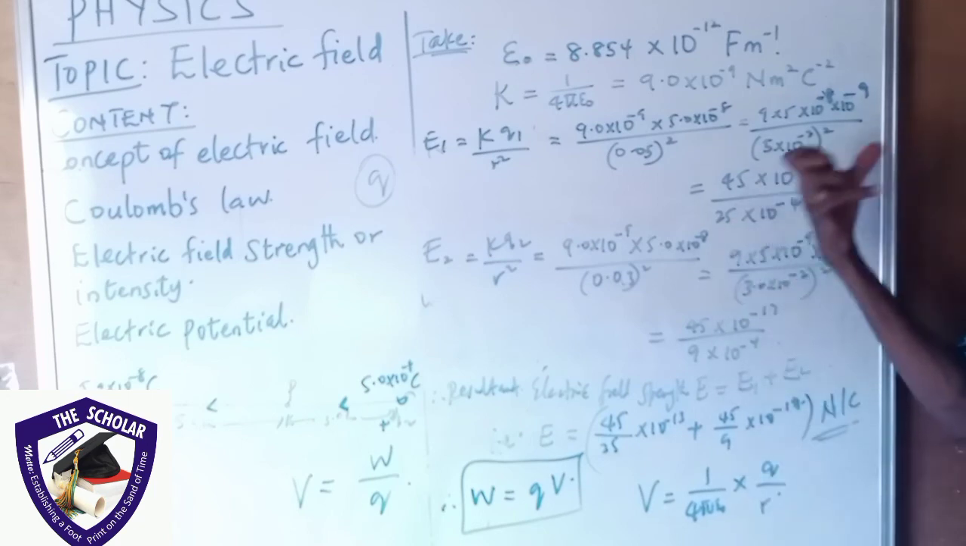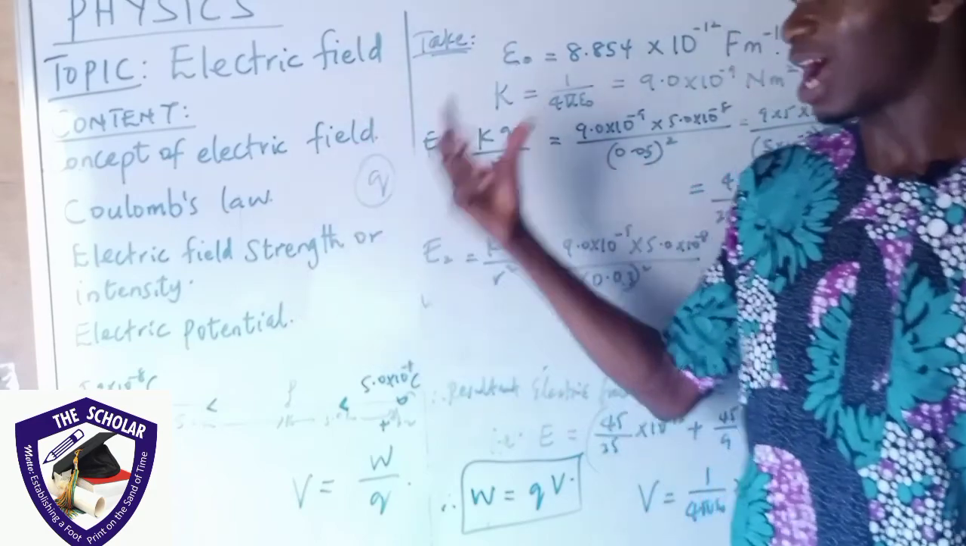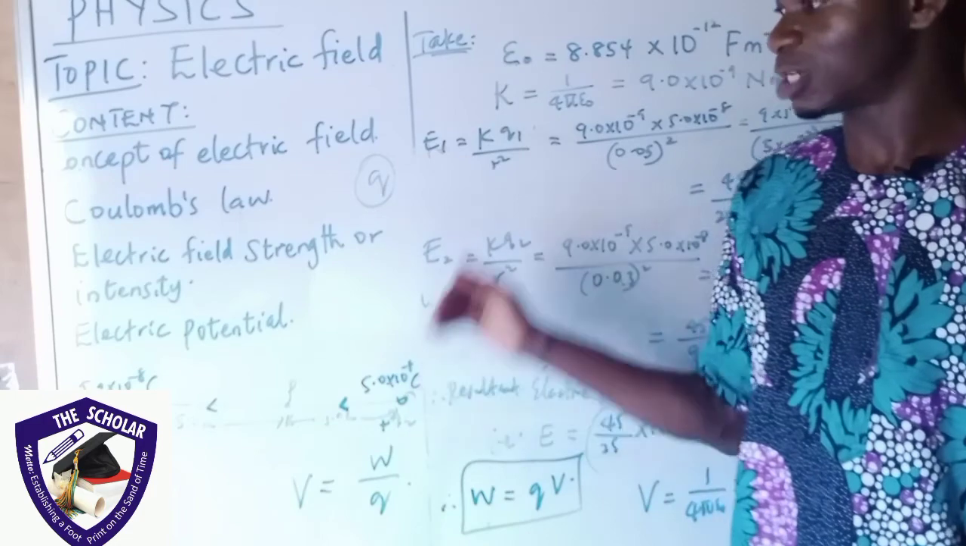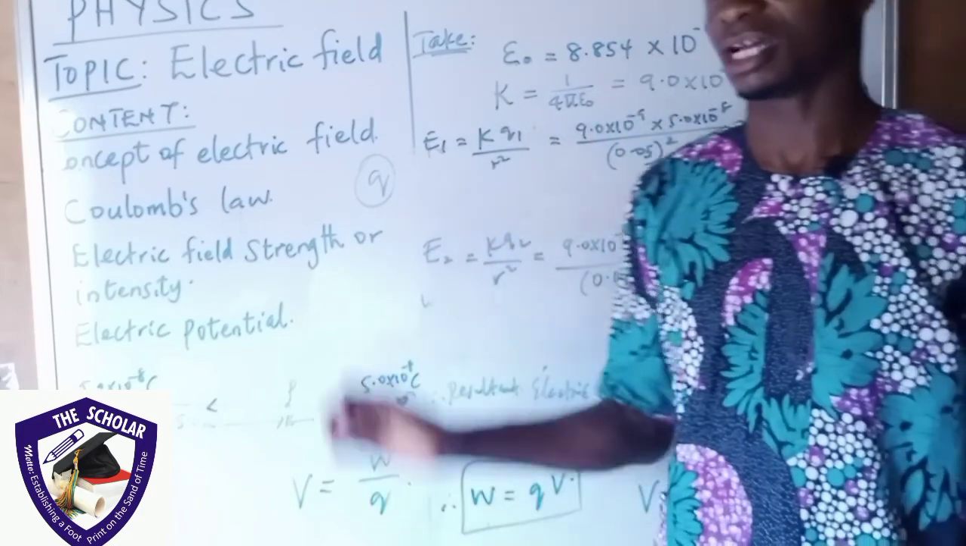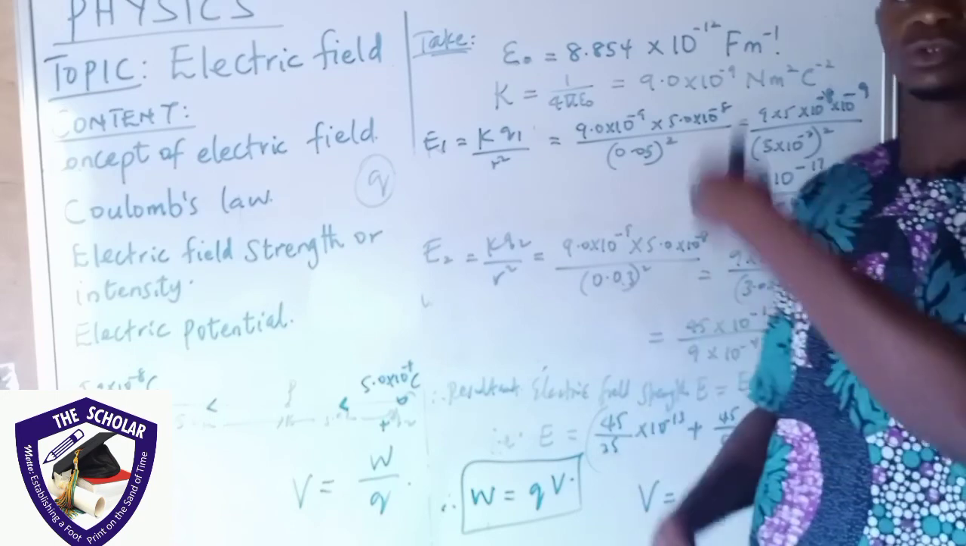But with this, I think we're able to establish what we mean by electric field and the basic concepts, which are Coulomb's law, the electric field strength or intensity, and the electric potential. All the formulas are interwoven, which means that one relates to the other.